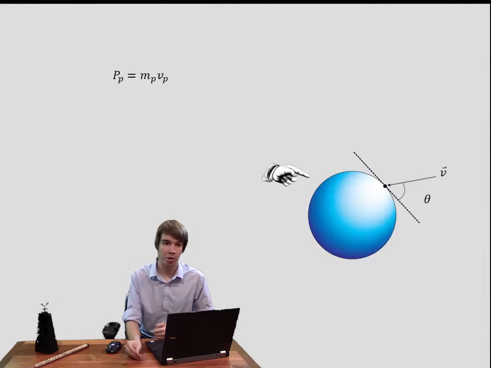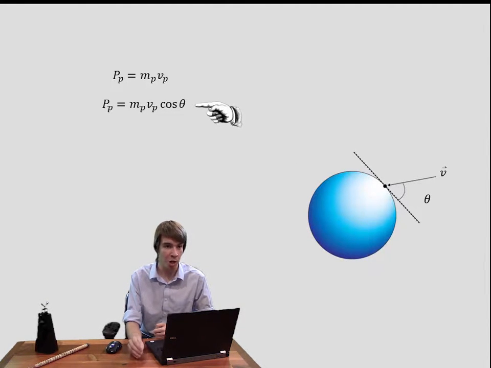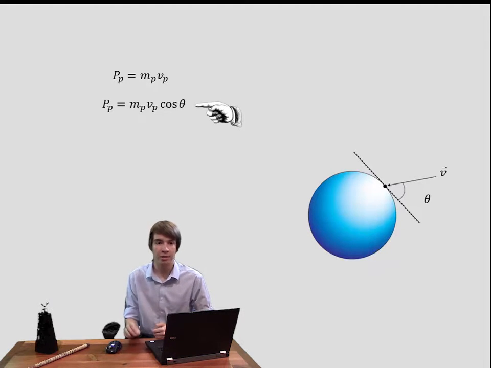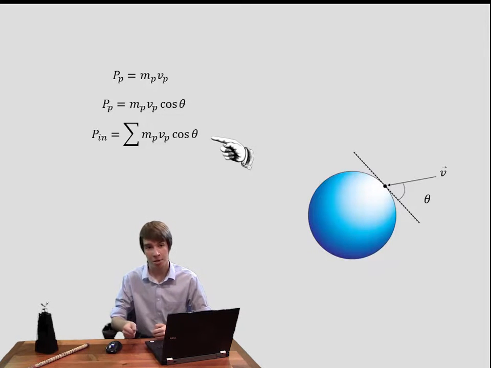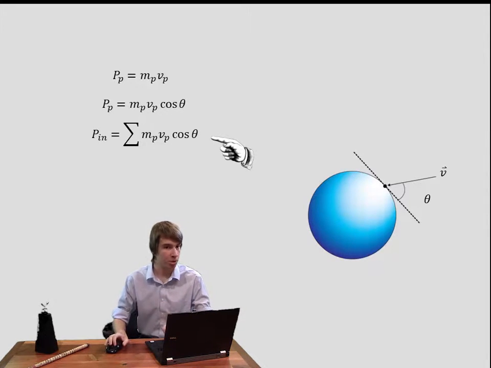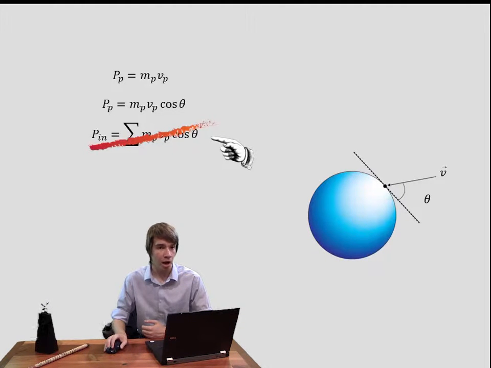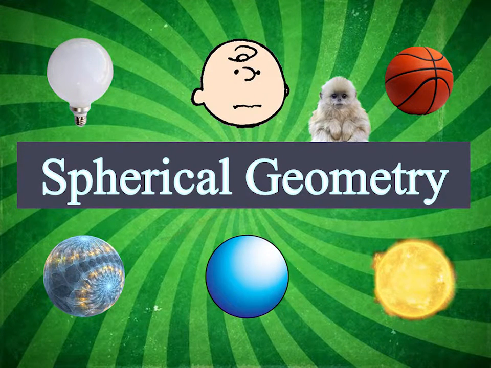So we will multiply our expression by cosine theta, where theta is the angle between the velocity vector and the plane tangent to the surface of the dust grain. If we sum up the momentum of the incoming gas particles, we get an expression for the total incoming momentum. But sadly, this would require enormous amounts of computing power, so we will need to use a different method. But before I continue, I need to cover some spherical geometry.